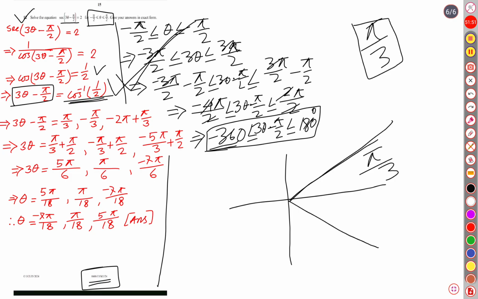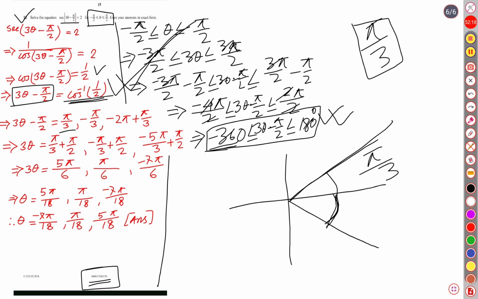Now let's move in the anti-clockwise direction for positive value. For positive value, the first one is π over 3. We have written here π over 3. Then let us see whether this is applicable or not. In this quadrant, the value must be more than 270 or close to 360, and our positive upper domain limit is 180.